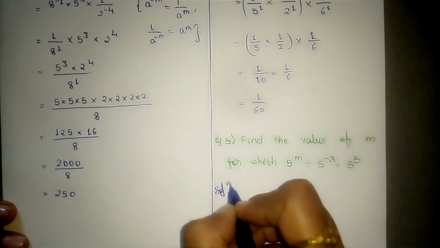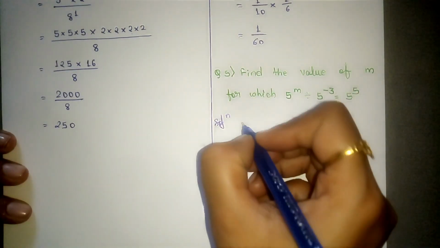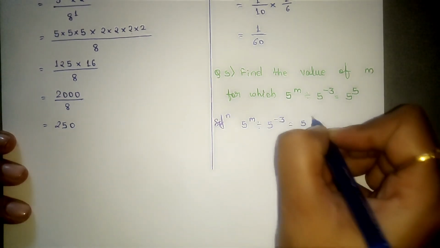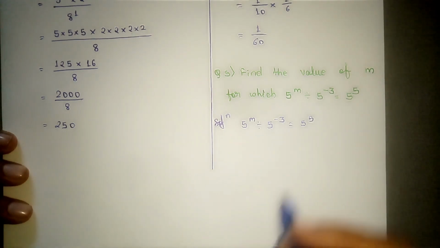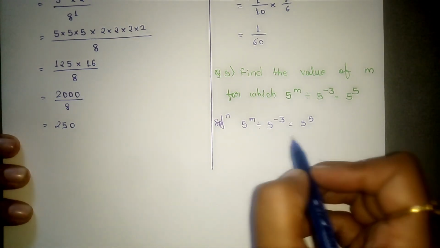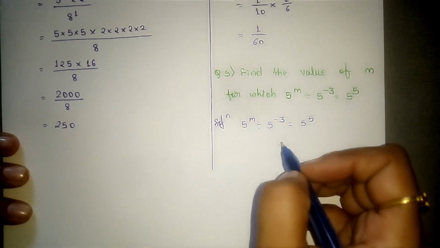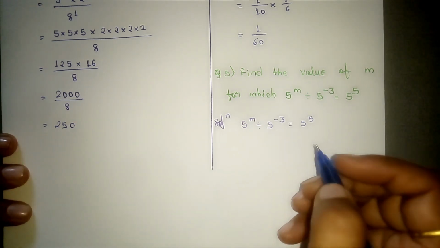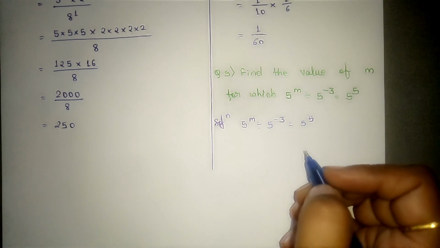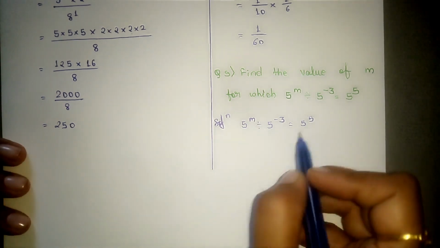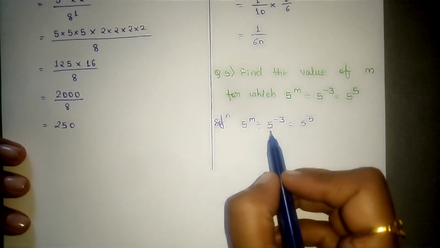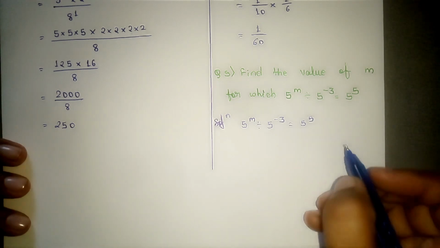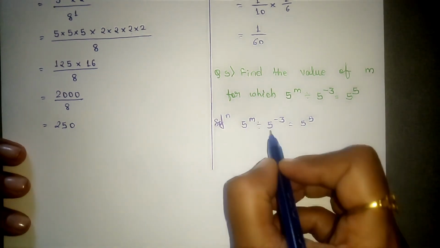So the equation given, we will write first: 5 raised to the power m divided by 5 raised to the power minus 3 equals 5 raised to the power 5. Here we have to find out the value of m, and we have to simplify this equation, because there are two sides, LHS and RHS. First, to simplify it, we have to make the bases equal, but here the base is 5, again 5 with division with a different exponent, and on the other side 5 raised to the power 5. So first we will simplify by using the law. Observe here the bases are equal and the exponents are different.